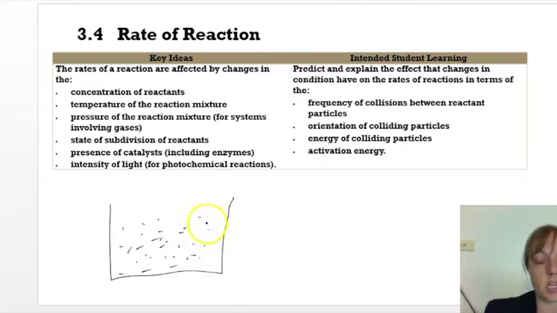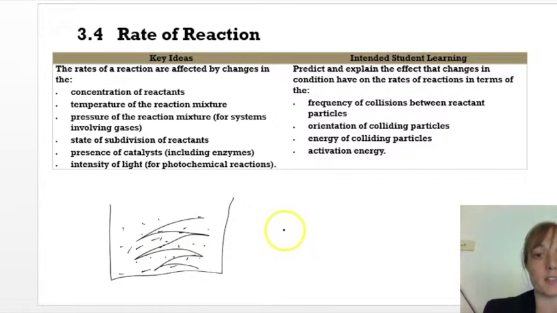If we increase the temperature, we have these bits moving around faster. So as they move around faster, we are more likely to get collisions, therefore more likely to get successful collisions because we have an increased number of collisions per unit time.